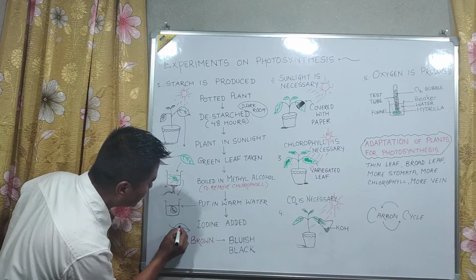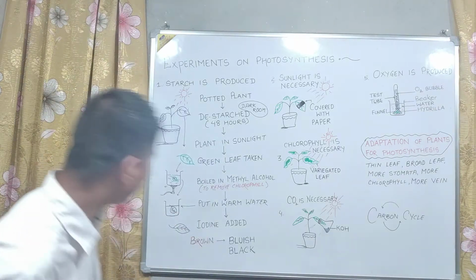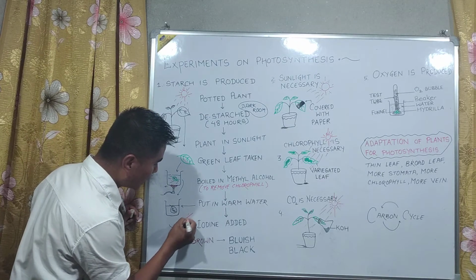Now when that leaf becomes soft, it is taken and iodine is put on it. Iodine is put on the leaf.